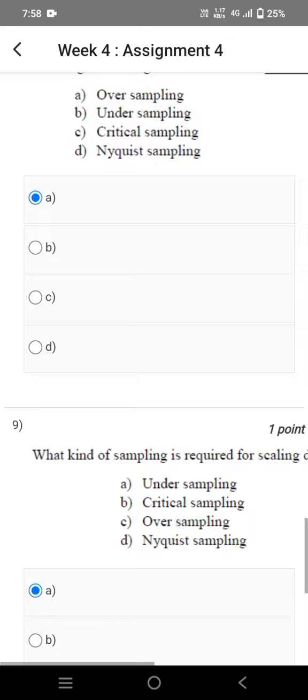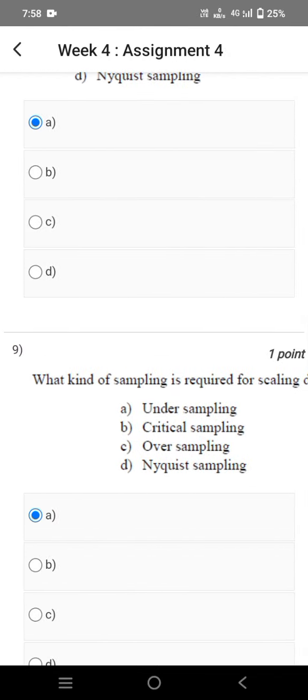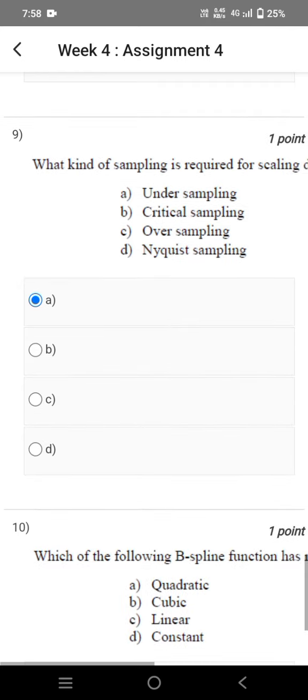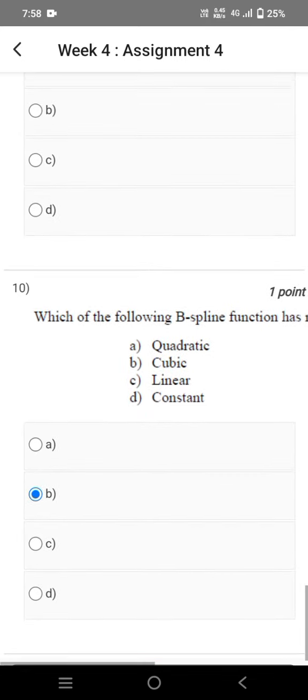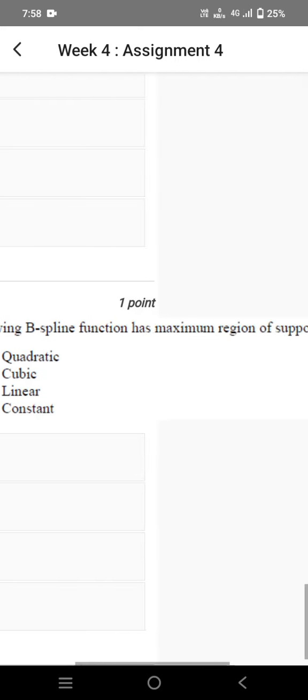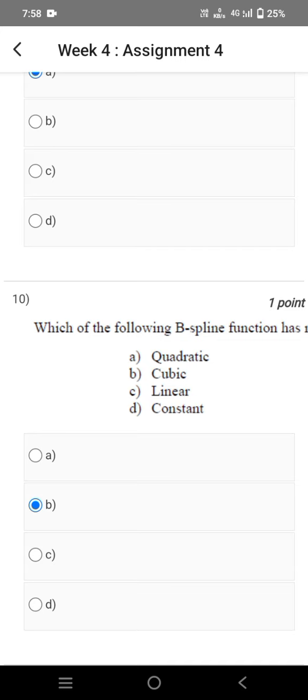Question ninth, what kind of sampling is required for scaling down? The answer will be option A, undersampling. Question 10th, which of the following B-spline functions has maximum region of support? The answer will be option B, cubic.